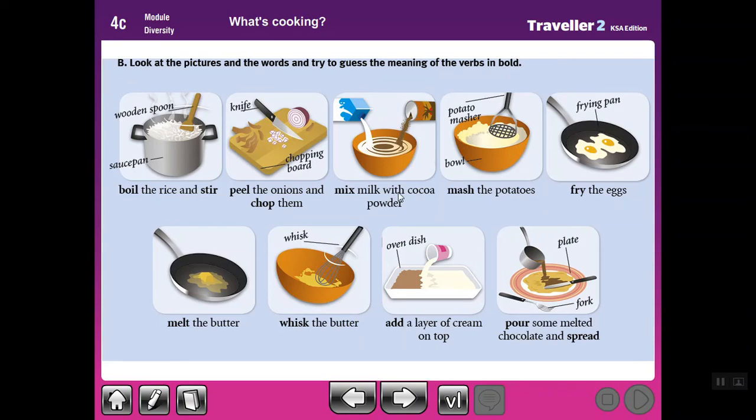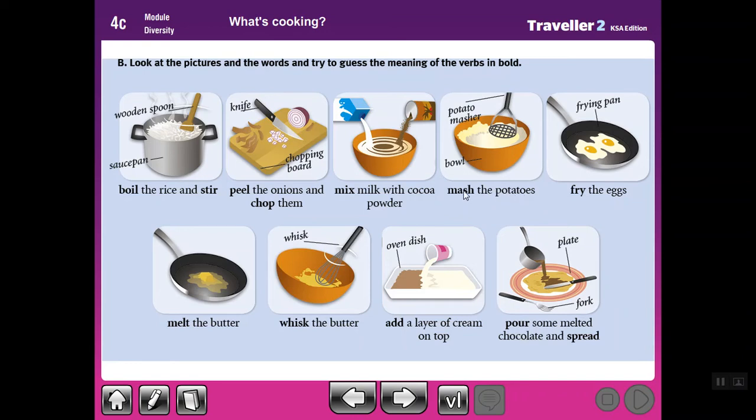Mix milk with cocoa powder. When you mix here, you put two substances together and make them one. You combine them like this, okay? Cocoa powder here means chocolate powder made of cocoa seeds.